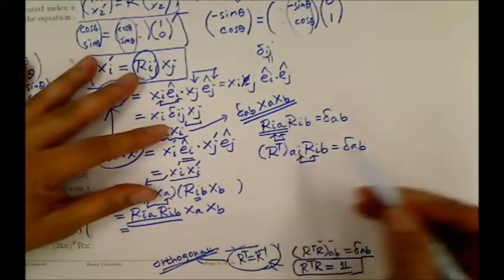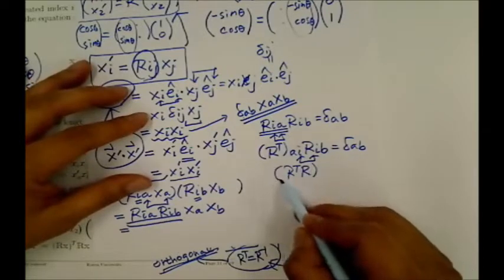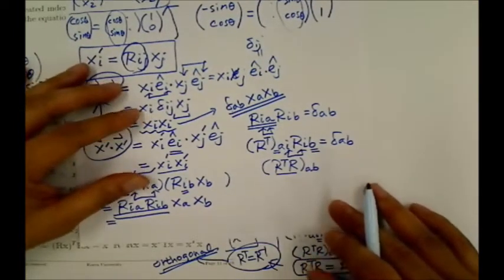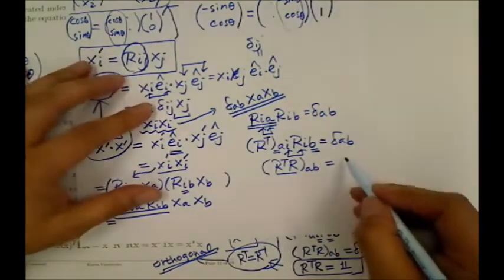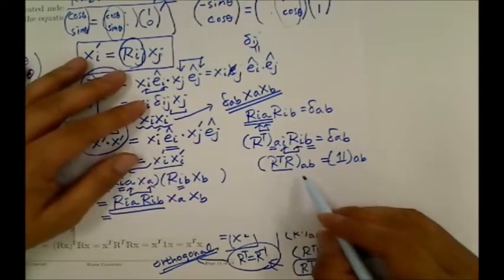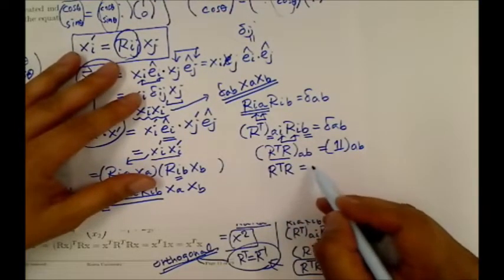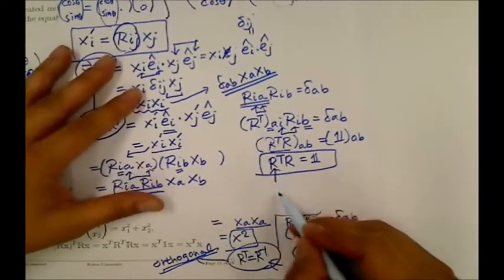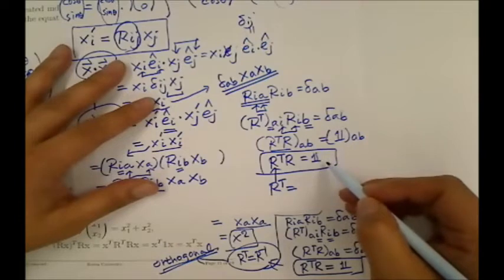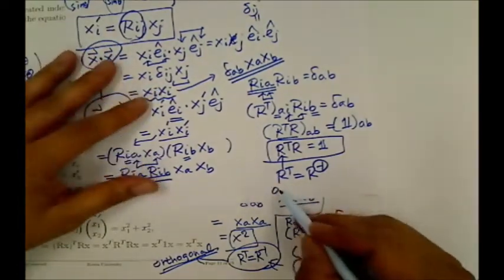Now, the two indices are connected and repeated. So, this is just a product of the two matrices, and the indices A and B represent the row and column of the product matrix. As you know, this Kronecker delta is the AB element of the identity matrix. This identity is true for all A and B. Therefore, the matrix R transpose R is identity. What we find is that R transpose multiplied by R gives the identity matrix. That means R transpose is just the inverse of matrix R. That means R is an orthogonal matrix.